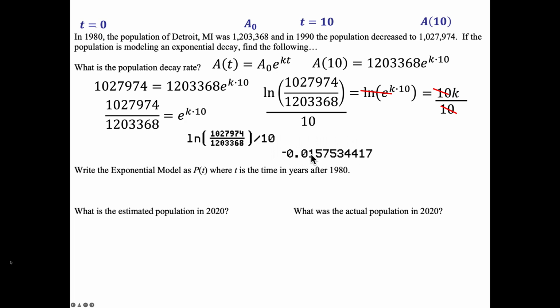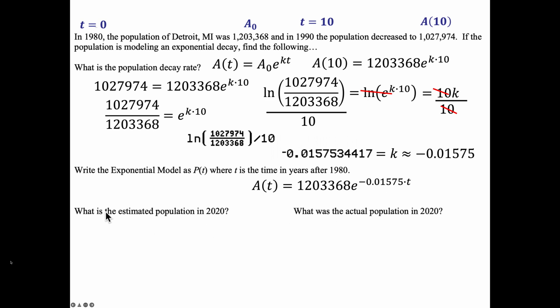So if they wanted you to convert this into a percent, it would be 1.5753%. Round to wherever they ask you to round. So if we had to write the exponential model for P as P of t, where t is the time in years after 1980, we're just going to take this, round it to maybe 5 decimals, 4 decimals, again, whatever they ask us, and plug it back in for k, and leave your function in terms of t. So A of t is equal to that beginning population, 1,203,368, times e to the negative 0.01575t.